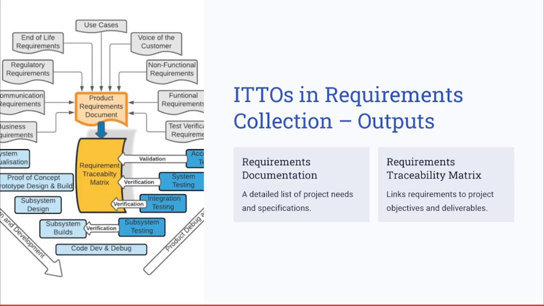The key outputs for the requirements collection process here, you think of the requirements documentation and the requirements traceability matrix. So the outputs include the requirements documentation, which lists all of the collected needs, and the requirements traceability matrix, which ensures that each requirement aligns with the project objectives. And who's the owner of that requirement?